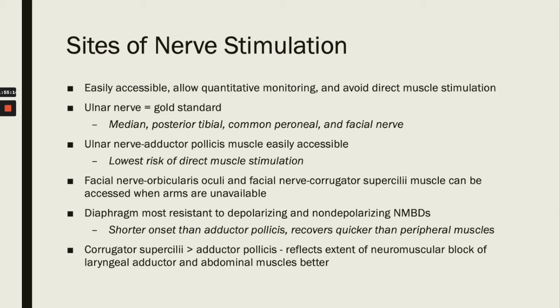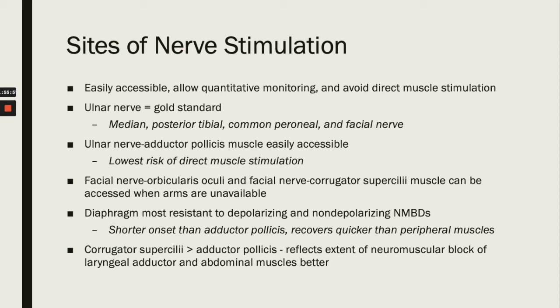The diaphragm is the most resistant to the depolarizing and non-depolarizing neuromuscular blockers. So there's a shorter onset than the adductor pollicis, but it recovers quicker than the peripheral muscles. So it's the last thing to be paralyzed, and it recovers quicker than the peripheral muscles. A lot of the time when you're recovering your patients, they may get back breathing first, but they still may be weak, like they don't have a good hand grasp, but they're breathing fairly fine. So that lets you know that their diaphragm recovers a lot faster than the peripheral muscles.